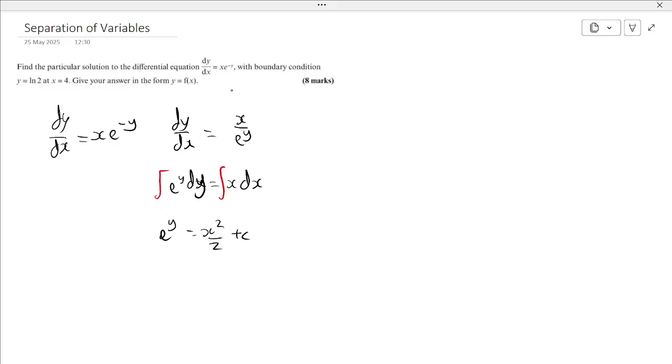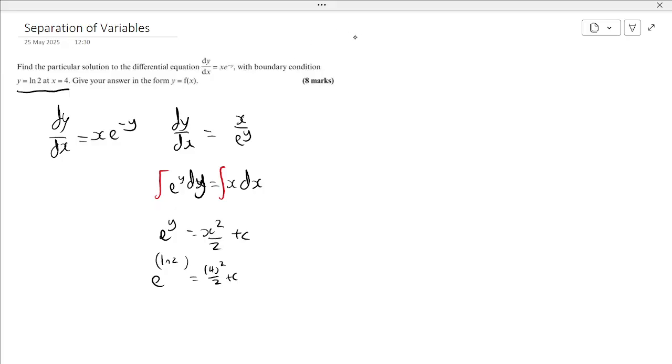Okay, now the question is, let's find a particular solution with the boundary condition. Any boundary condition or initial condition is going to help us find our value of c. And you have two choices, right? You can substitute in your boundary or initial condition straight away at this stage, or you can rearrange, make y the subject, and then substitute it in. In this case, my boundary condition for y is y equals ln 2, and if you look at this, that's going to go quite nicely already. So I'm going to substitute in my known conditions now. When y is ln 2, x is 4.